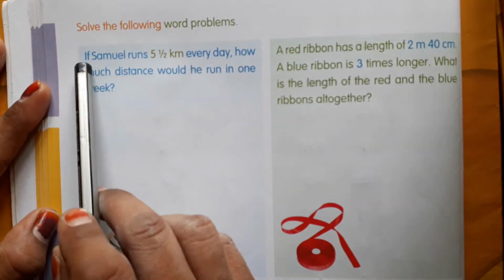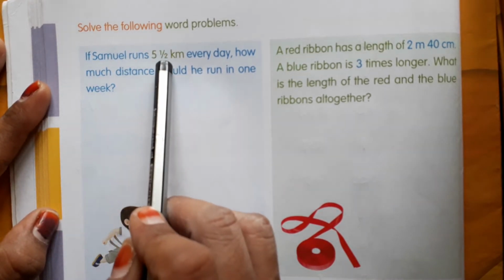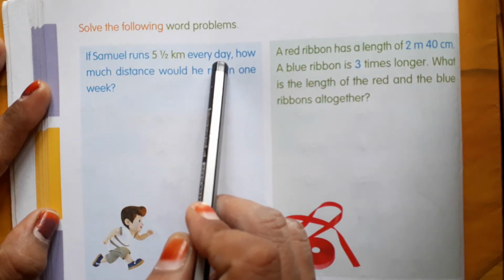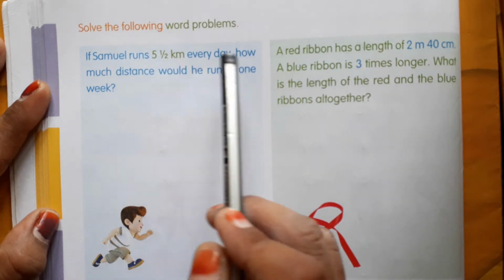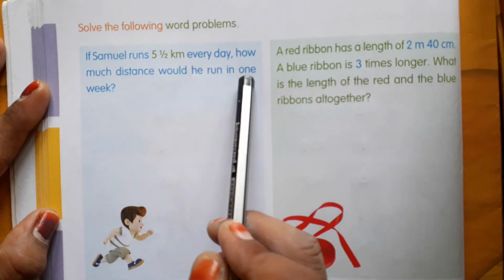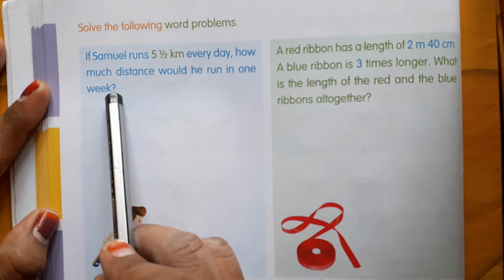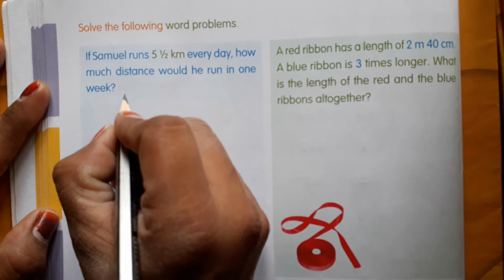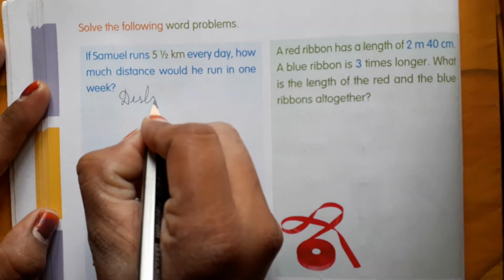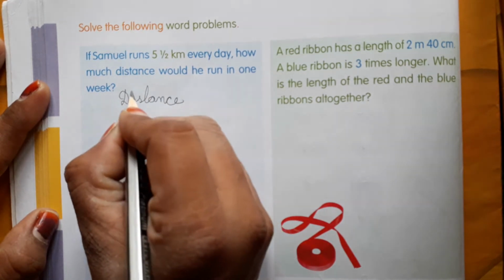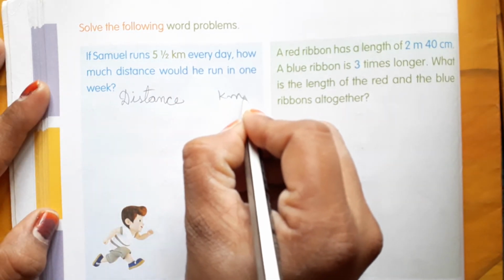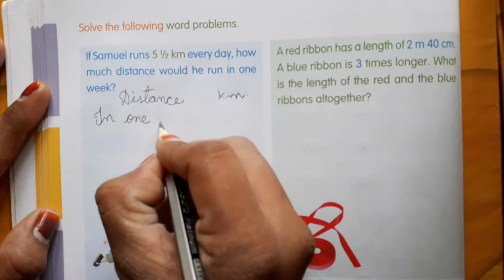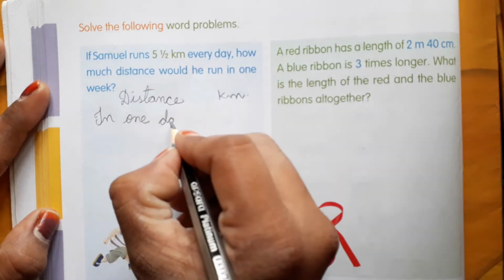Read the first one. If Samuel runs 5.5 kilometers every day, how many kilometers will he run? 5.5 kilometers. How much distance would he run in 1 week? So distance in kilometers. So in one day, how many kilometers is he running?